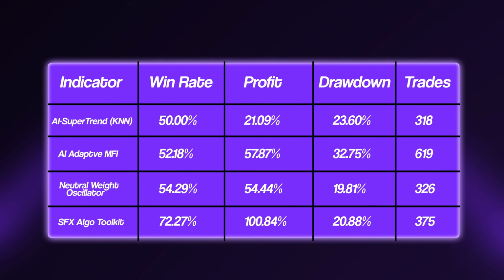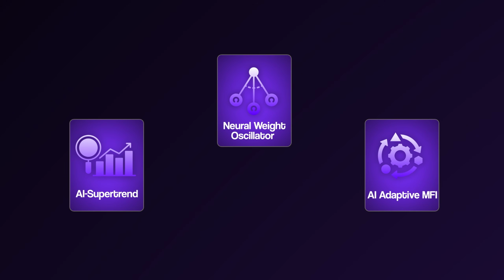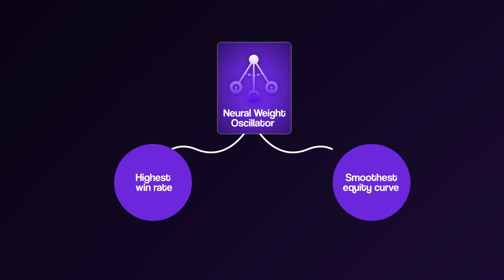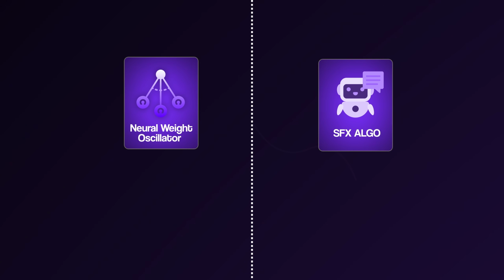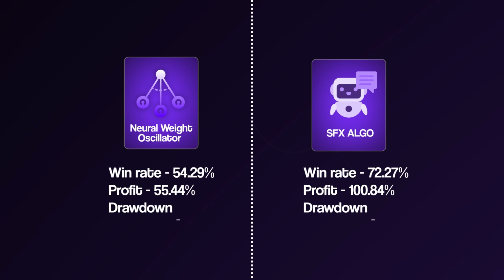Now here's the full picture side by side. Out of the 3 free indicators, the neural weight oscillator came out on top, with the highest win rate and the smoothest equity curve of the group. But put it next to the SFX Algo and the gap is difficult to overlook. Nearly 20% higher on win rate and roughly double the profit under the exact same conditions.